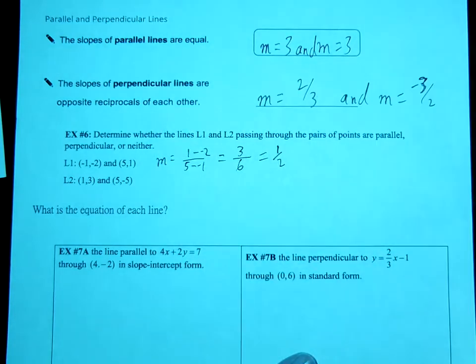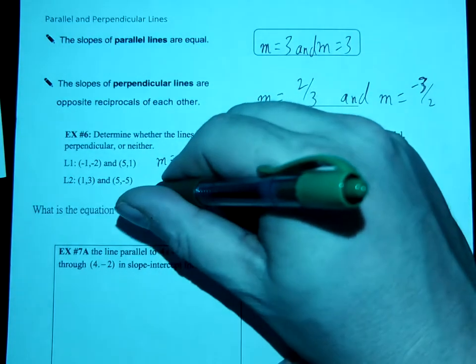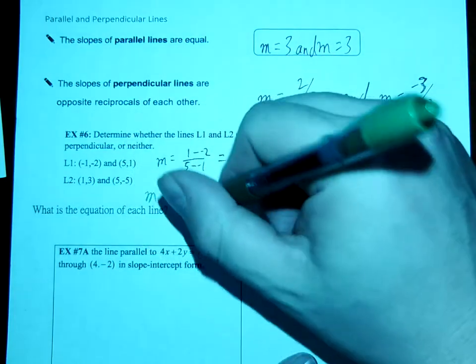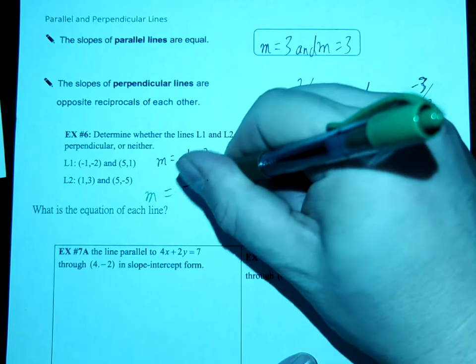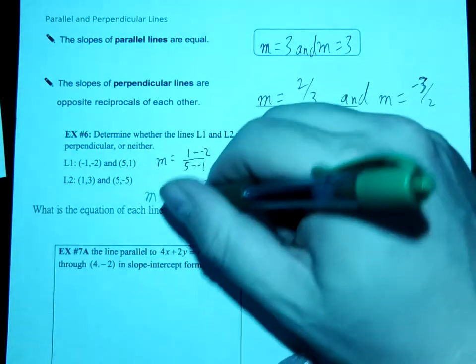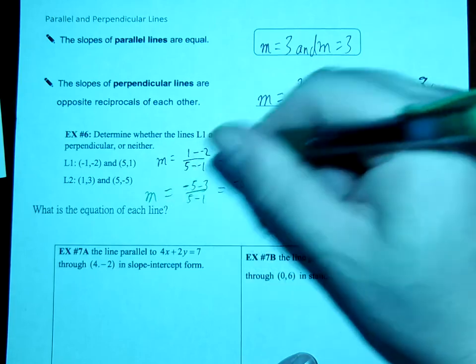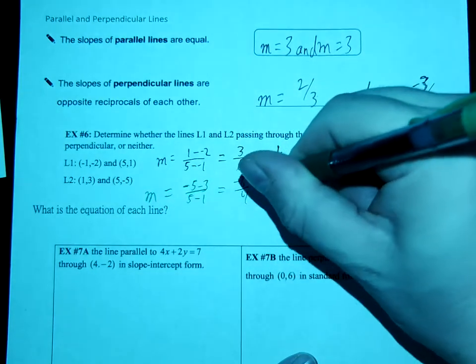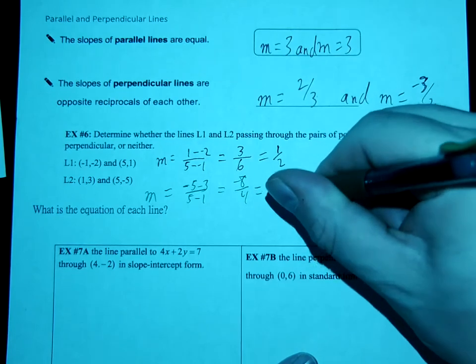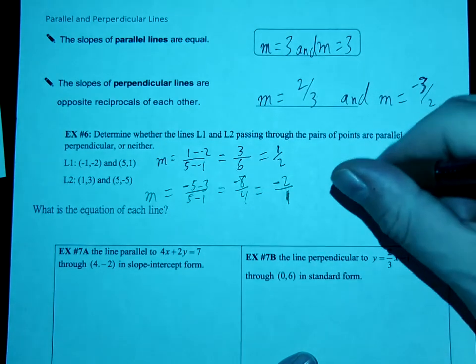So let's work on the second line and see if it's negative 2 over 1. So the top here, negative 5 minus 3 is equal to negative 8. The denominator here, 5 minus 1, is 4. So that's negative 2, which I could put over 1. These are perpendicular.